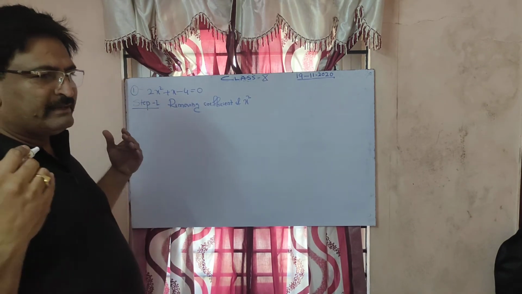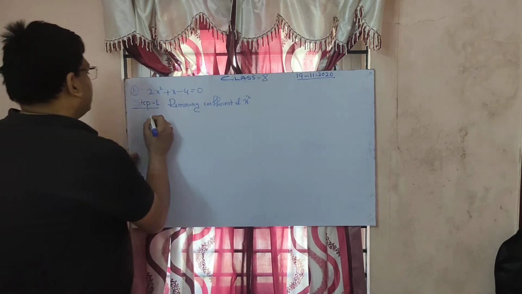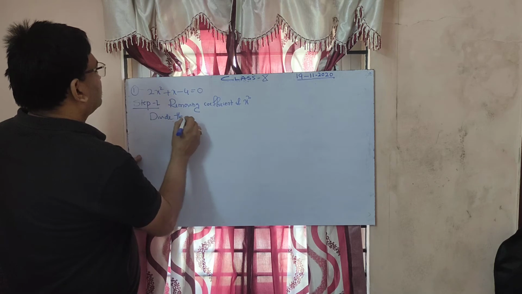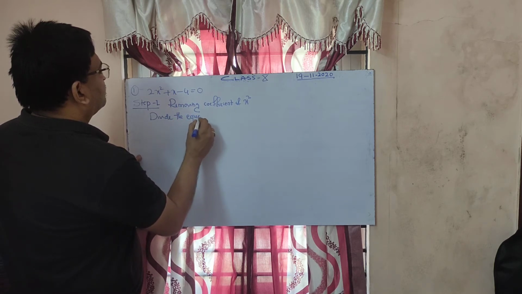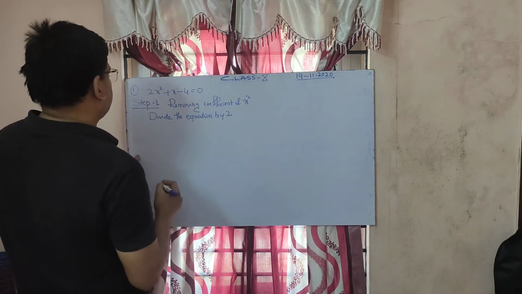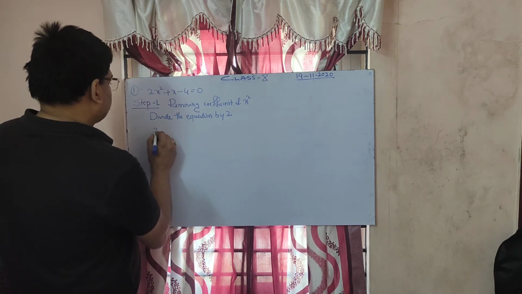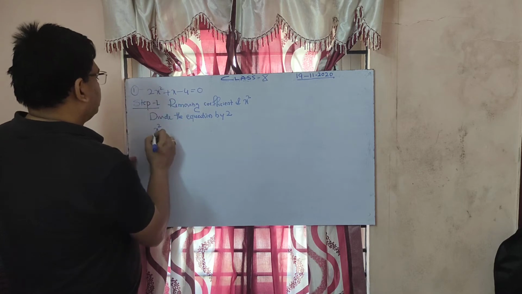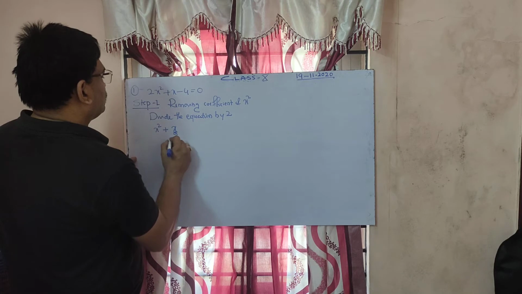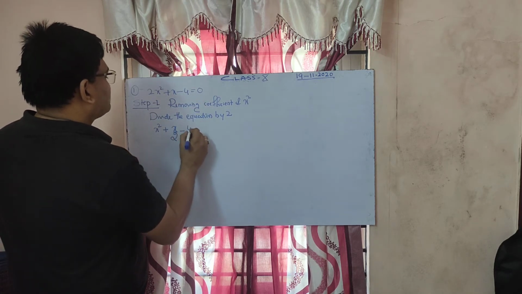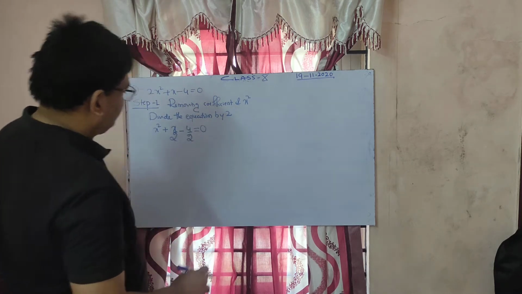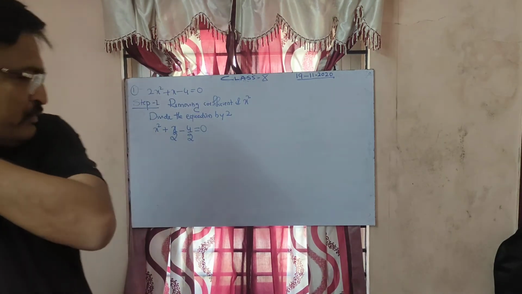How can we remove it? Divide the equation by 2. So x square, now if you divide this by 2, it will remain only x, so x upon 2, and minus 4 upon 2, that is equal to 0. That's it. This is the first step. We have to do it.